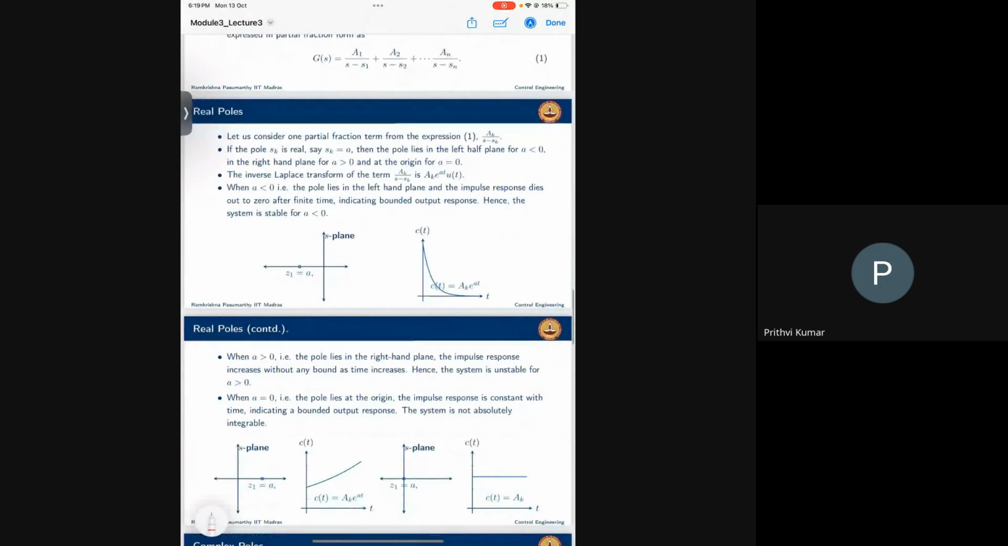So whatever we discussed so far, it's like this: s minus sk, and it can be written as a power e power at. If it is s minus a, it will become s is equal to a. When you write it, it will be e power at. So it will grow exponentially like this.